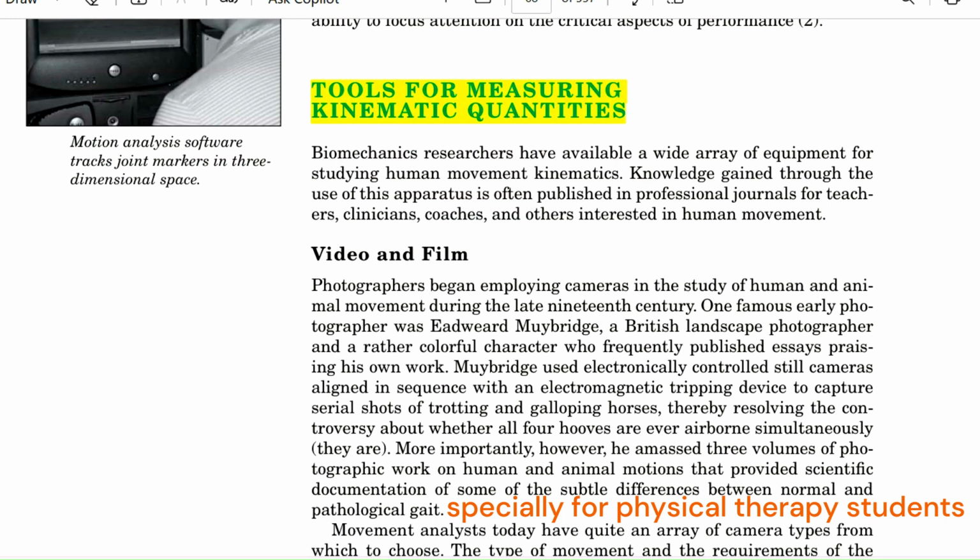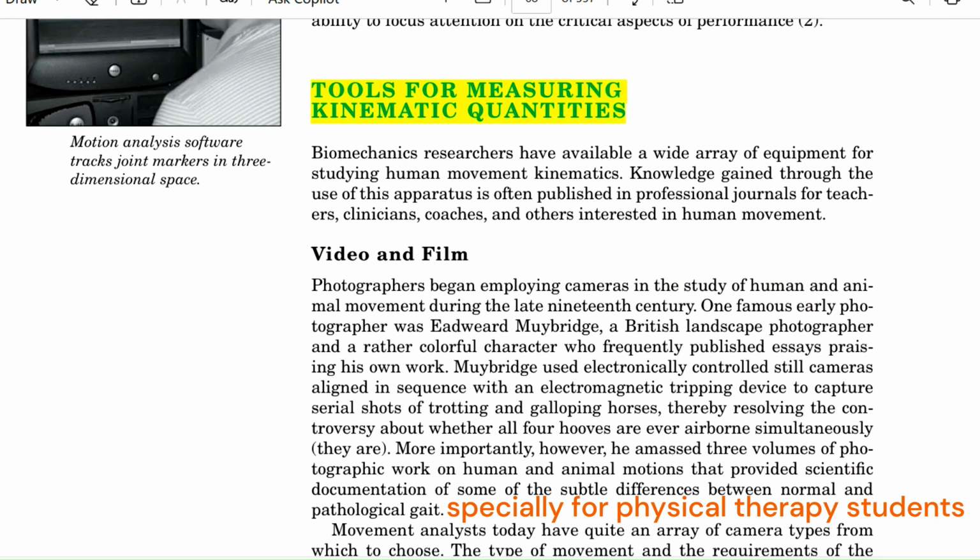So, we will explore two major categories of tools used to analyze movement kinematics: video and film based analysis, and the second one, movement monitoring devices like accelerometers. Okay? So, starting with the first, video and film based motion analysis.